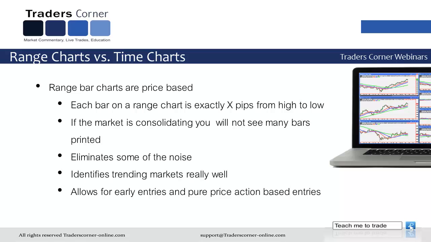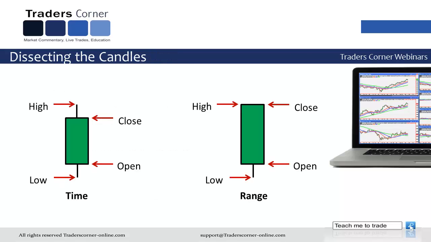All right, with a time-based chart, bars are printed just arbitrarily, for no particular reason, just because we've gone from one period in time to the next period in time, whereas range bar charts are based purely on price action. So this is the difference between what a range candle would look like and what a time-based candle would look like. As you can see here in front of you, with the time-based candle, the high and the low don't necessarily coincide with the open and the close.